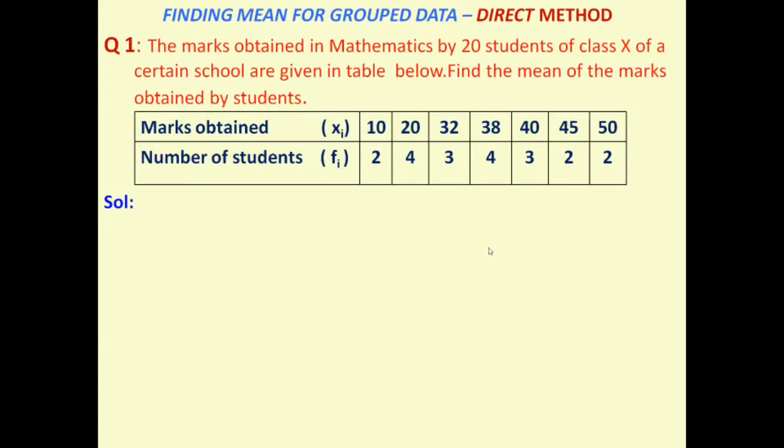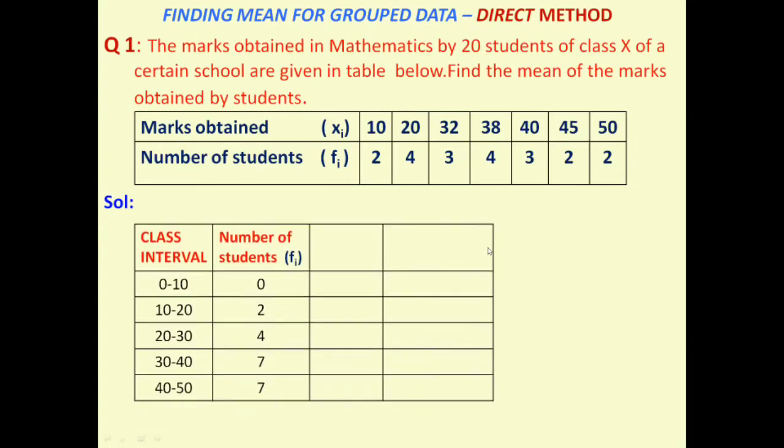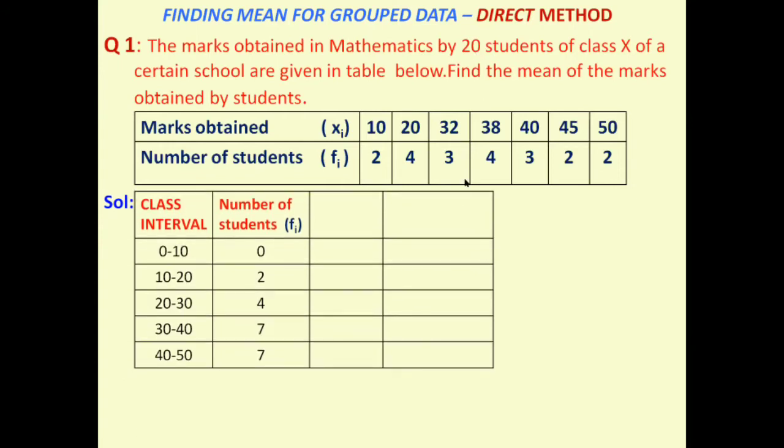Before solving, we have to convert this horizontal table into a vertical table for our convenience. Here we take 2 empty columns additionally. Observe, previously we took only one for ungrouped data. Here we take 2 columns. Why did we take these 2 additionally for solving this mean by direct method? Now in the third column, what to write? Class marks. Class marks we have to write, and we take that class mark as xi.